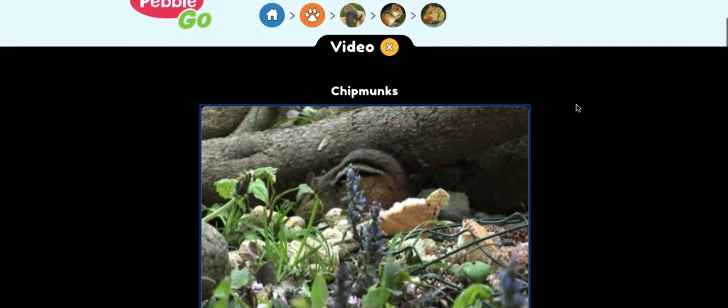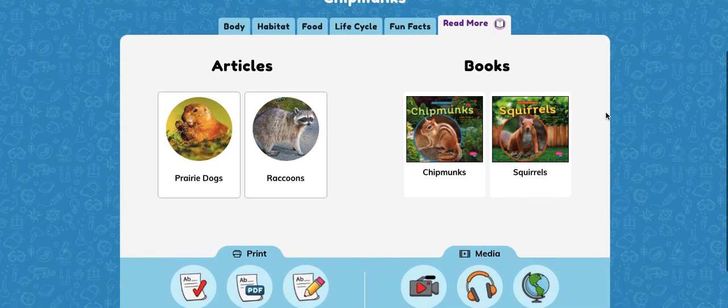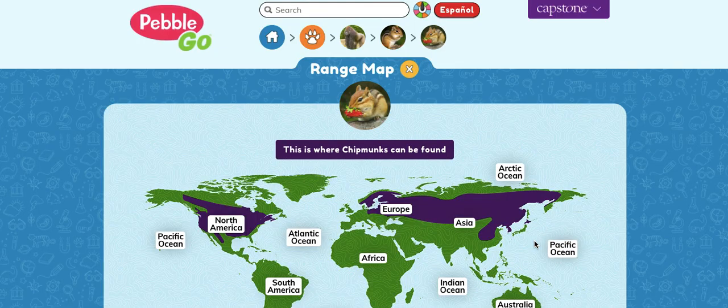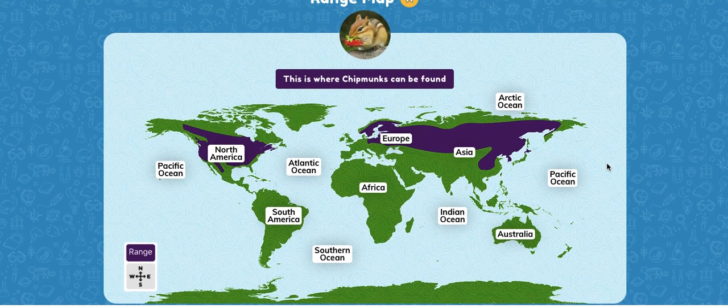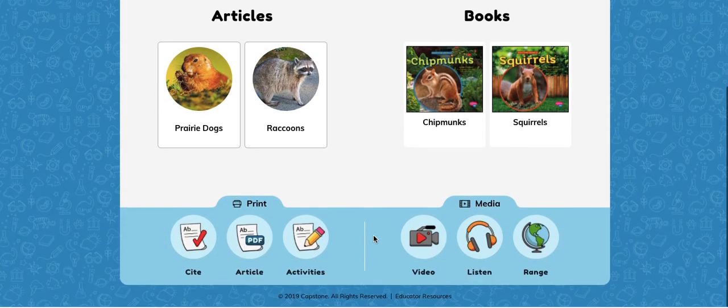Now we want to get back to where we're going. Video and the X. You can also listen. What do you think that is? Oh, is that the sound a chipmunk makes? Perhaps. And range. And right at the top it tells you this is where chipmunks can be found. Click on the X to get back to where we were.